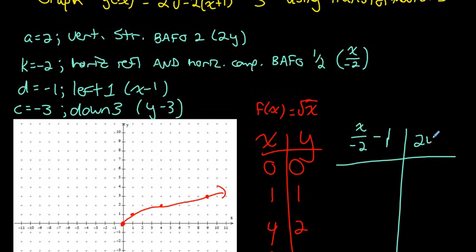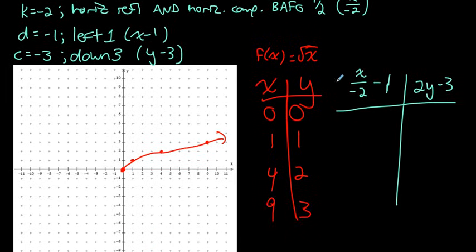So we need to double the y values and then subtract 3. If I do these transformations, each of these x values, divide them by -2, and then subtract 1. So 0 divided by -2 is 0, subtract 1, -1. 1 divided by -2 is -0.5, subtract 1, -1.5. And hopefully you see how that's working.